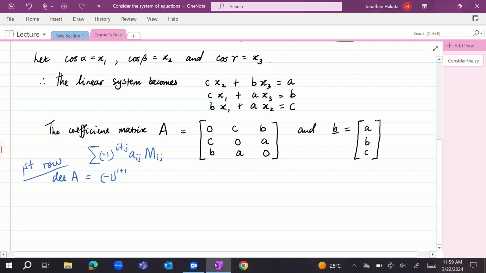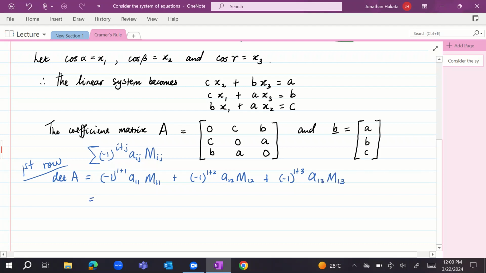So the determinant of A is equal to the first entry, position 1, 1. So the formula becomes minus 1 to the power of 1 plus 1 times a11 M11, plus minus 1 to the power of 1 plus 2 a12 M12, since the second position is position 1, 2 along the first row. Plus minus 1 to the power of i plus j, which generates the sign to be assigned to the entry a_ij. The last entry is position 1, 3, so that is 1 plus 3 a13 M13.